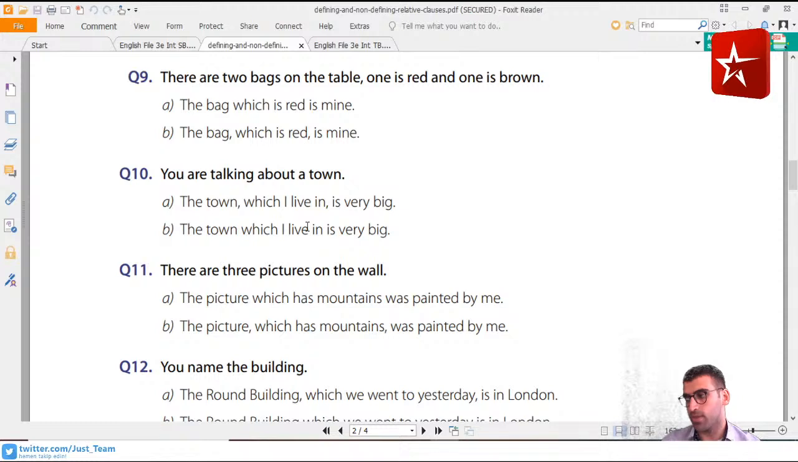Okay, Nejat was explaining something. Yes, number 10. You are talking about the town. The town which I live in is very big.